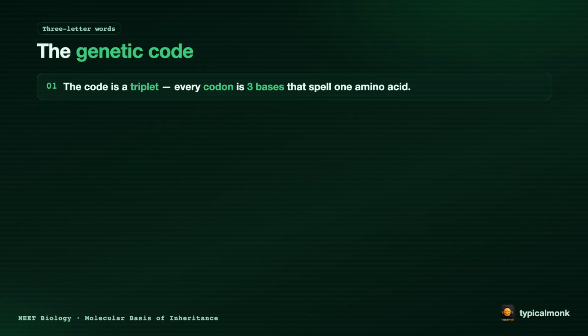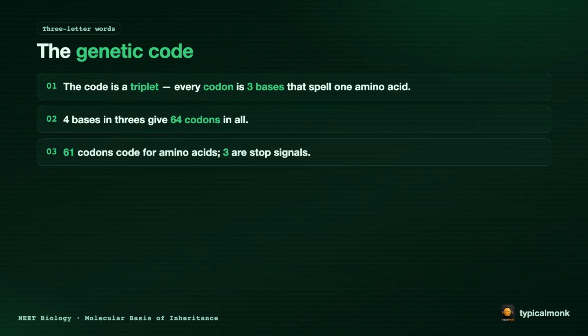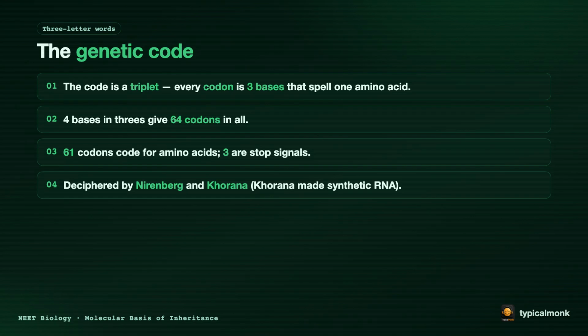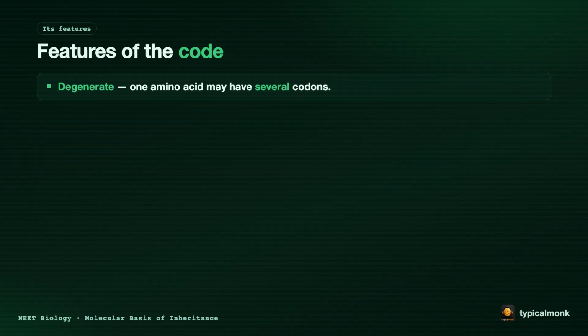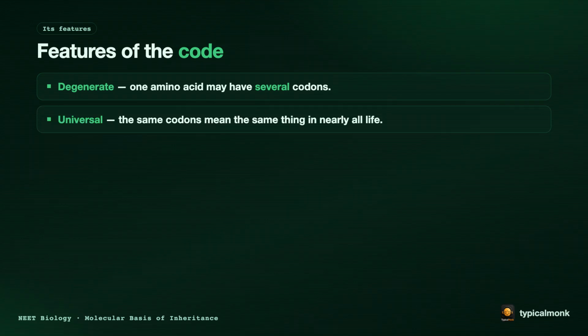First, the genetic code. The code is a triplet. Every codon is 3 bases that spell one amino acid. 4 bases in groups of 3 make 64 codons in all. Of these, 61 code for amino acids and 3 are stop signals. The code was deciphered by Nirenberg and Khorana. Khorana made synthetic RNA.